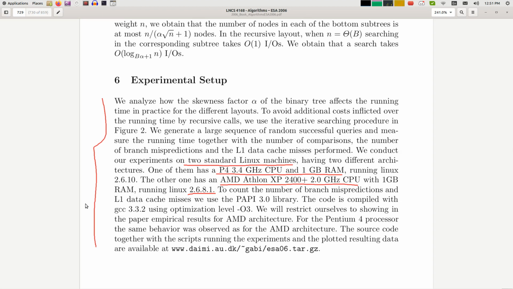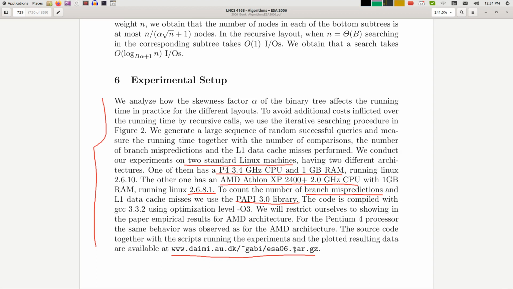They also mention how they measure the number of branch mispredictions. They say that they measured branch misprediction using this popular library. I think it's a library that uses hardware counters for this. So that's also nice to know. They also mention their optimization level, and they claim that they're going to show only the results for the AMD architecture because the Intel results were similar. And they also tell us where you can find the source code, even though I don't think this website exists anymore because it's quite a few years ago.